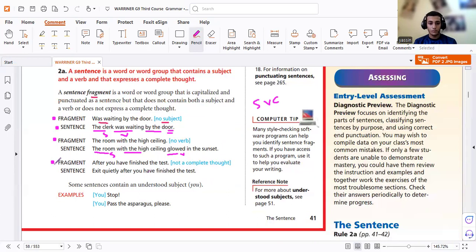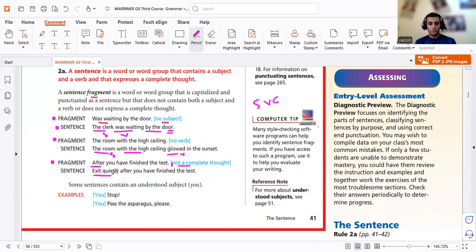How about this sentence? Why is it not complete? "After you have finished the test." If I say to you, after I have finished the test, and I stopped talking, the meaning is not complete. What happened after you finish the test? What happened? There is no answer. So you must use a comma and add a second clause. So it is not a complete thought.